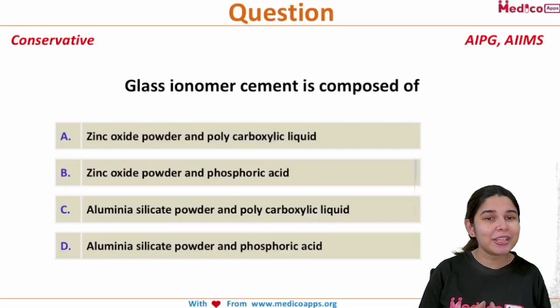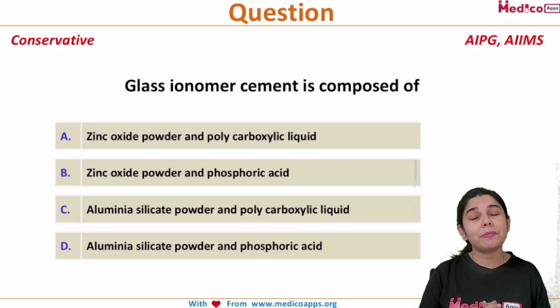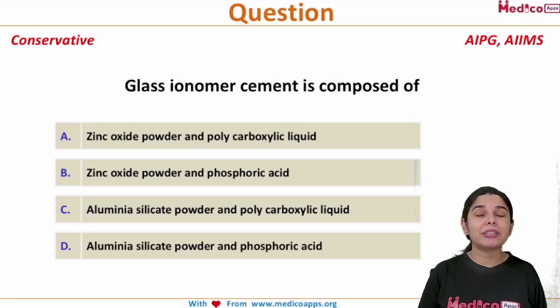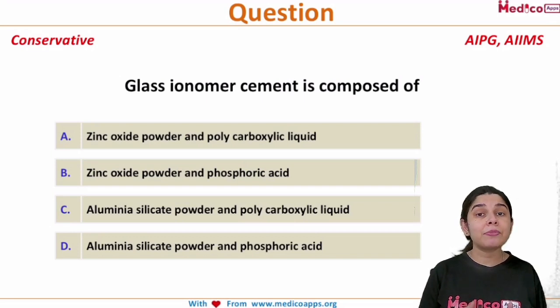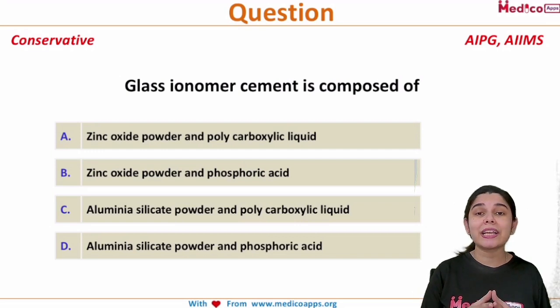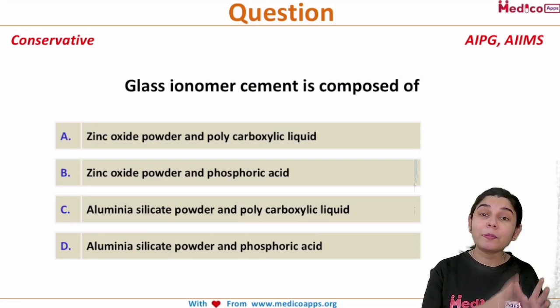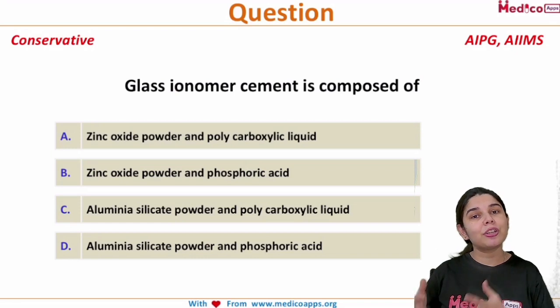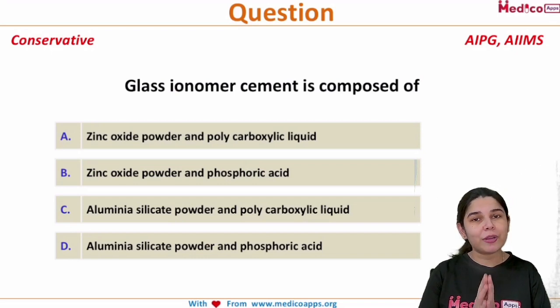So let's start today's discussion on an MCQ from the conservative subject, and the topic is glass-ionomer cement composition. This question has been asked in the All India PG exam and also in the AIIMS exam. Examinations like AIIMS and PGI may have questions that seem very simple, but they make the options sometimes very tricky. They are so similar that students sitting in the examination hall might get confused. But don't worry, we will be unfolding all such questions for your betterment. So let's see what question is being framed today.